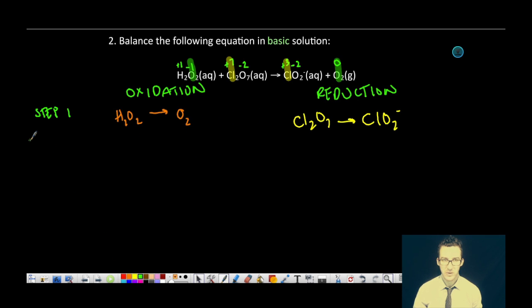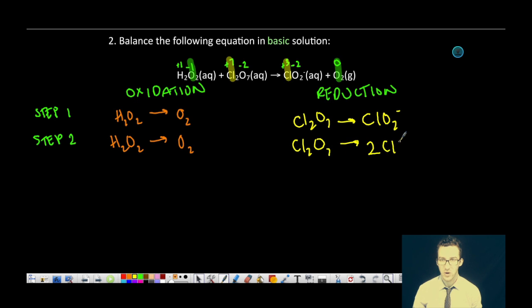Step two is going to be to balance any atom that's not oxygen or hydrogen. As you take a look, we only have oxygen and hydrogen in the oxidation half reaction, so that's easy enough. As we look at the reduction half reaction though, we are going to need to balance out our number of chlorines. We've got 2 on the left, and so we need to get 2 on the right there.